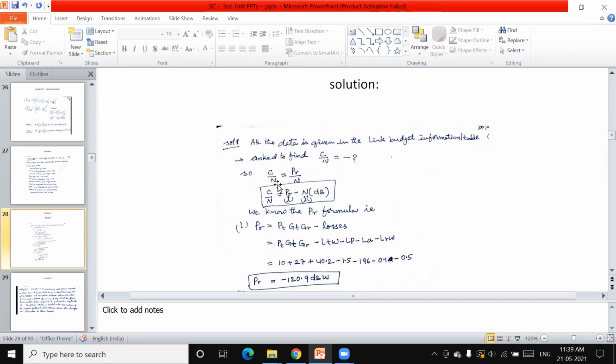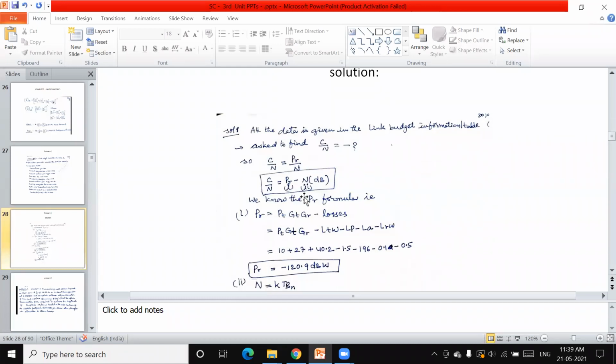So you know the C by N formula for this: PR by N. What is the PR? Received power. What is the N? Noise power. Received power and noise power at the receiving earth station antenna. If you know this PR value and N value, then simply subtract, because all these values are in dBs. Subtracting this N value from this PR value will be the answer. That is C by N. So we know that PR formula.